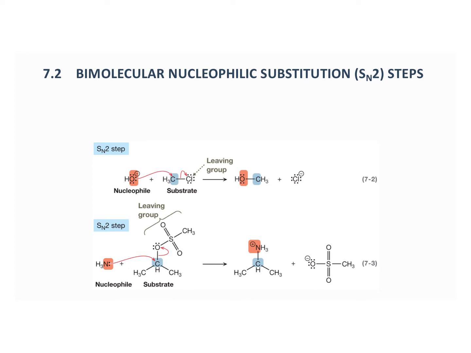And so because it's bimolecular, that's where the 2 comes in. And then the nucleophilic substitution, that's the S and the N. So this is abbreviated as an SN2 reaction. Reactions that involve SN2 steps are really important in organic chemistry, especially in organic synthesis, which we're going to talk about in Chapter 10.